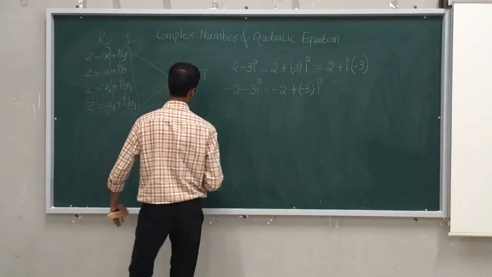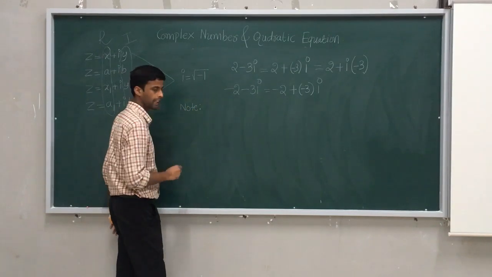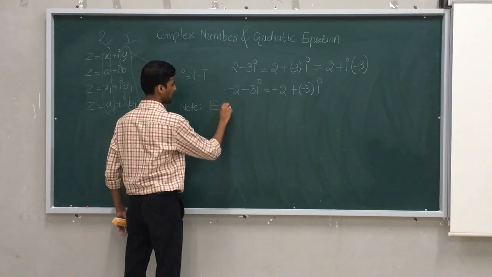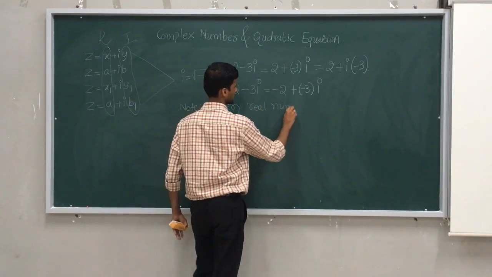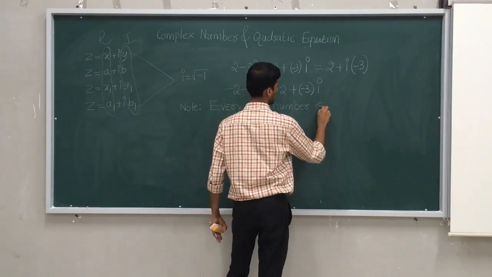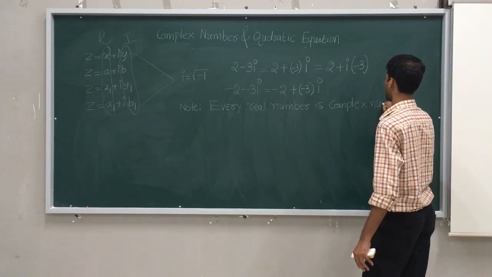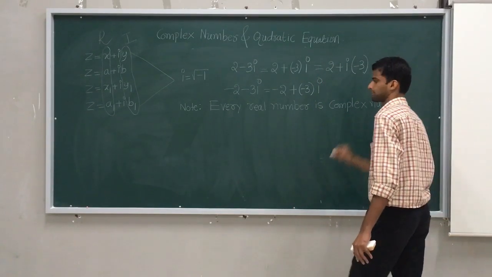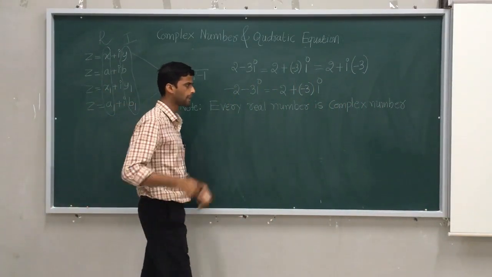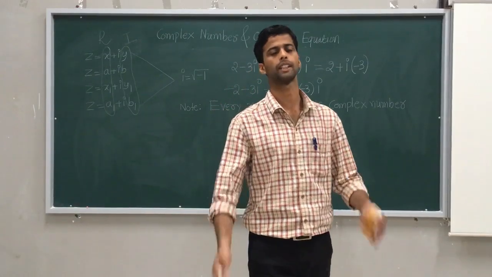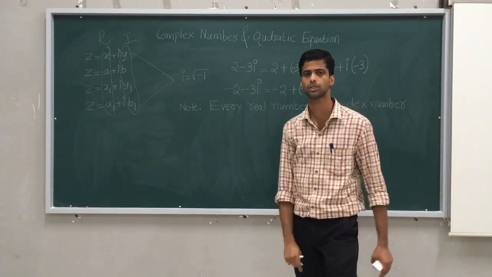So one more thing I want to tell you, as a note. Please take care. That note is: every real number is a complex number. Every real number is a complex number. How to prove it? Just think whether every complex number is a real number. No. But how is every real number a complex number?